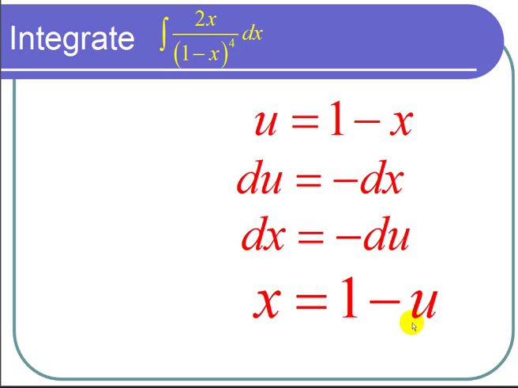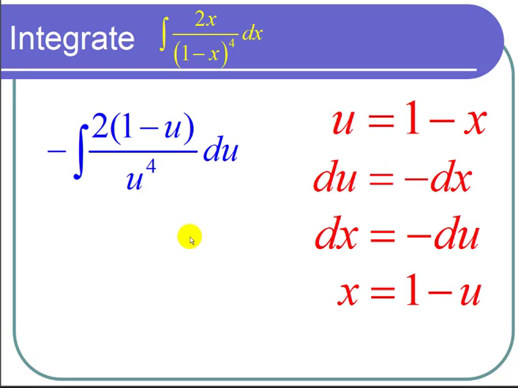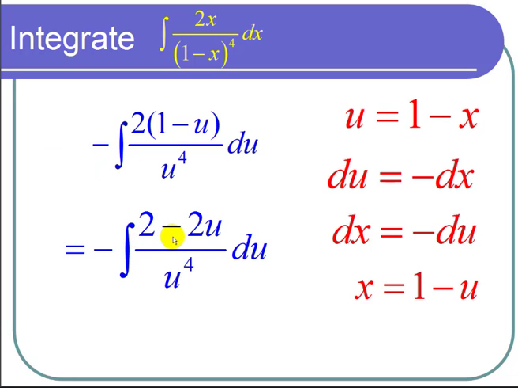And now I can substitute everything in. And what I get is the negative du, that was our dx. I have a 2x, or 2 times 1 minus u. And then I have a 1 minus x to the fourth, or u to the fourth. So now I'm going to do some algebra. I multiply the 2 through, and I get 2 minus 2u over u to the fourth.